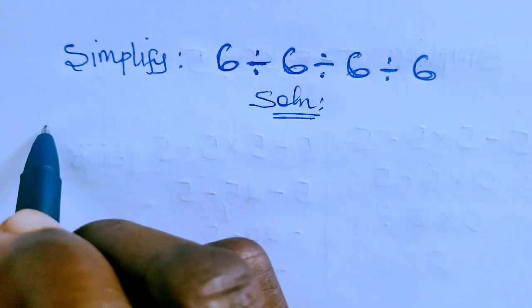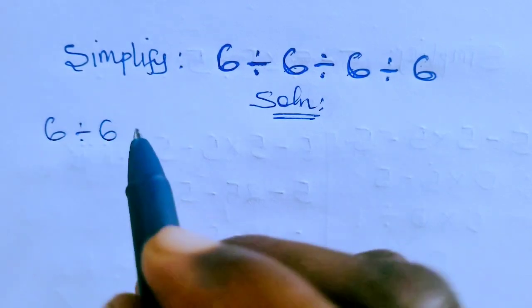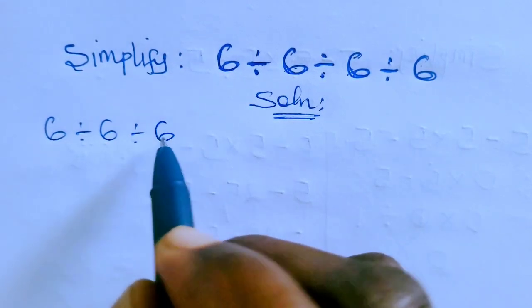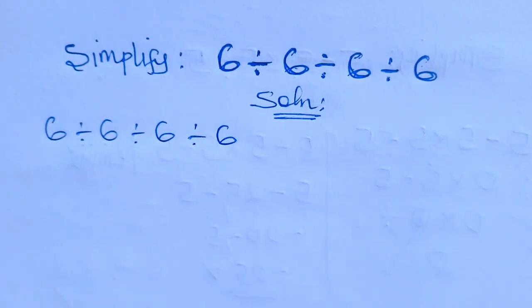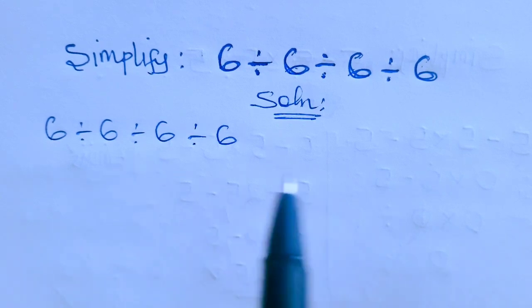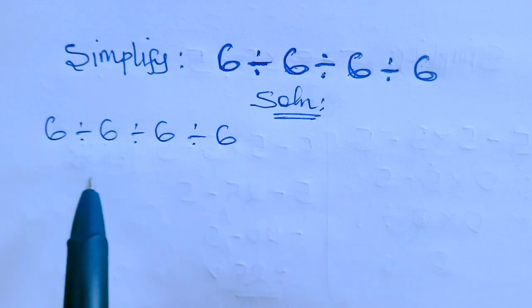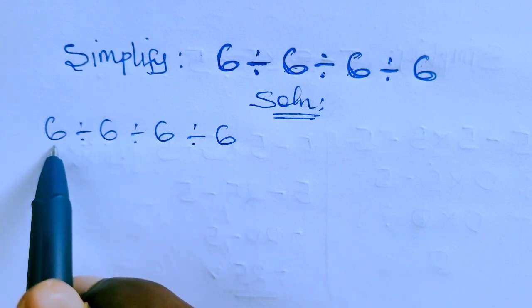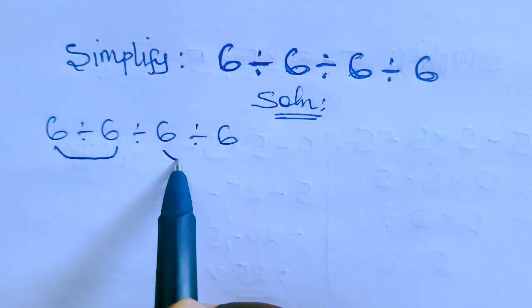We have 6 divided by 6 divided by 6 divided by 6. Many persons make this simple mistake. They group this into two parts. They have this and they have this.